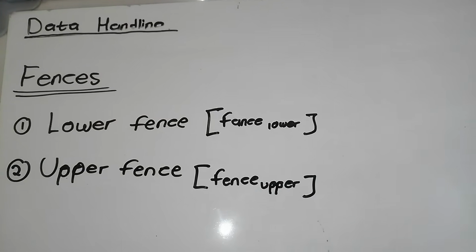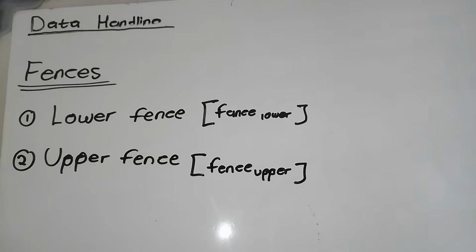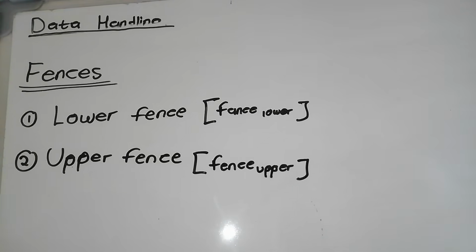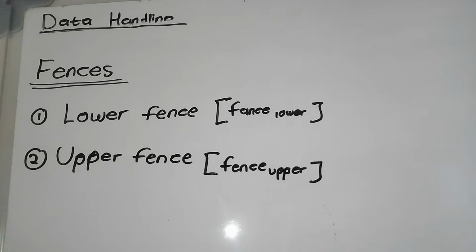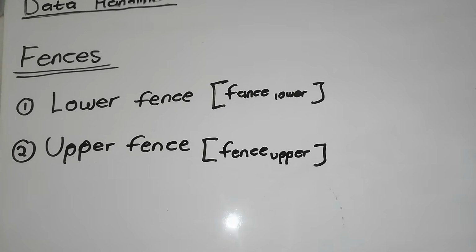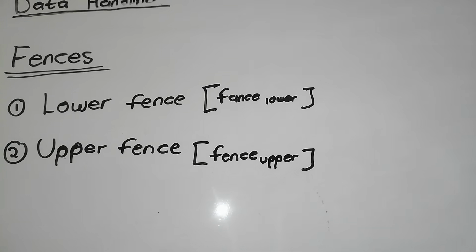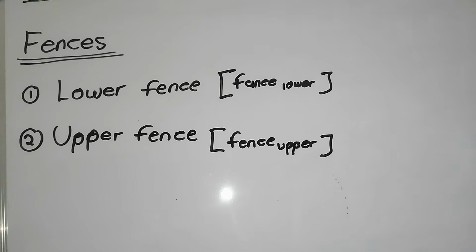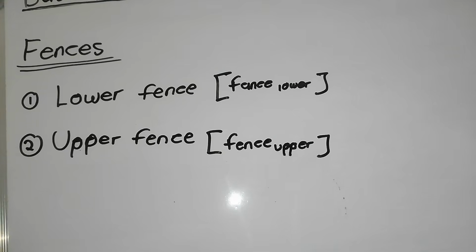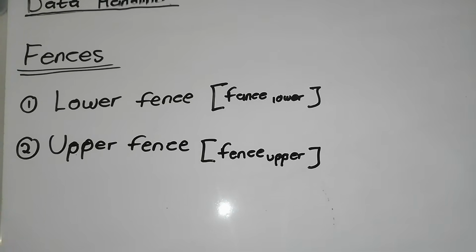Okay, so we're gonna be continuing with data handling. So now we're gonna learn about the box and whisker diagram. Before we can go to the box and whisker, we need to know how to find the fences, since they are needed for you to draw that box and whisker diagram. So we have the lower fence and the upper fence.